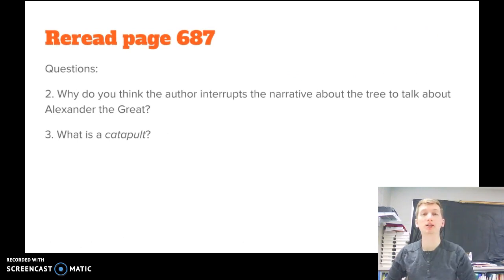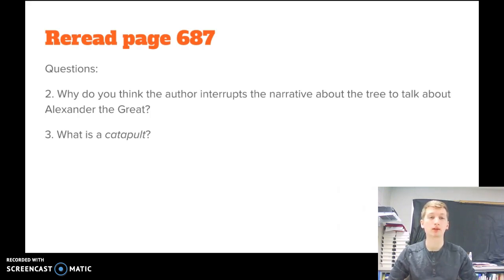Next, read page 687. Then answer the following questions. Number 2. Why do you think the author interrupts the narrative about the tree to talk about Alexander the Great? So this entire time the author is talking about this tree. Then she interrupts the narrative to talk about Alexander the Great. Why does she do that?